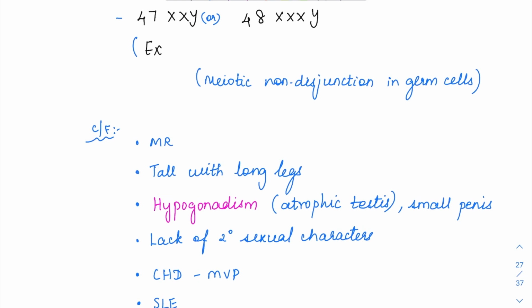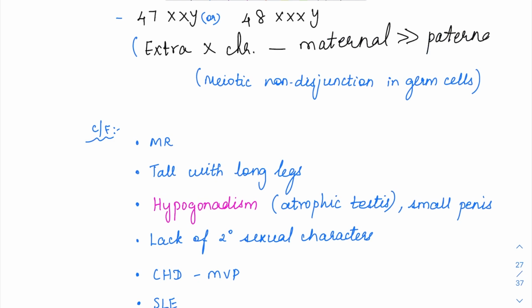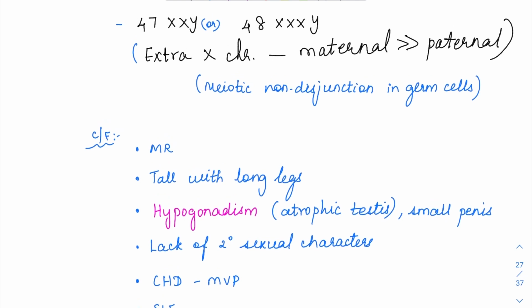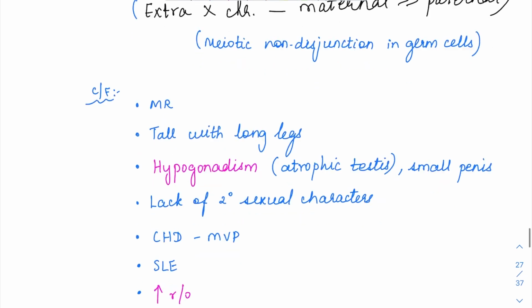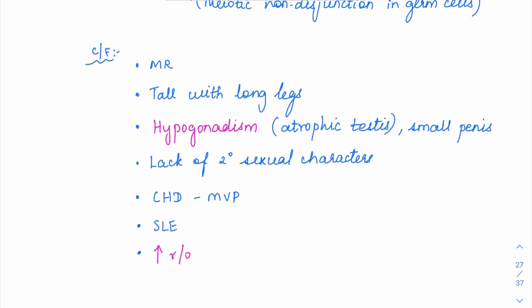Okay, here the extra X which has been derived, right? The extra X chromosome is usually maternally derived rather than paternally. Even in trisomy 21, that is Down's, Patau's and Edwards', the extra chromosome 21 or 13 or 18 was derived from the maternal origin. Here in Klinefelter's, it can be either paternal or maternal, but more often it is the maternal chromosome from which this X chromosome is derived. So here again, meiotic non-disjunction is the major pathogenesis, like in other trisomies.